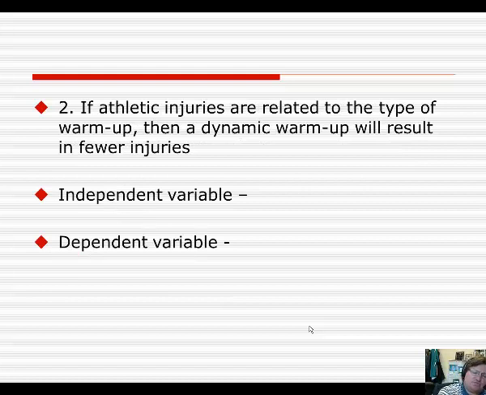If athletic injuries are related to the type of warm-up, then a dynamic warm-up will result in fewer injuries. Well, I think the dependent variable is probably the easiest to pick out here because it's the amount of injuries. That's what you're measuring. The independent variable that you're in control of is the type of warm-up. So maybe you have 2 or 3 different types of warm-up that you put people into, and then you look at the injuries that those groups sustain.